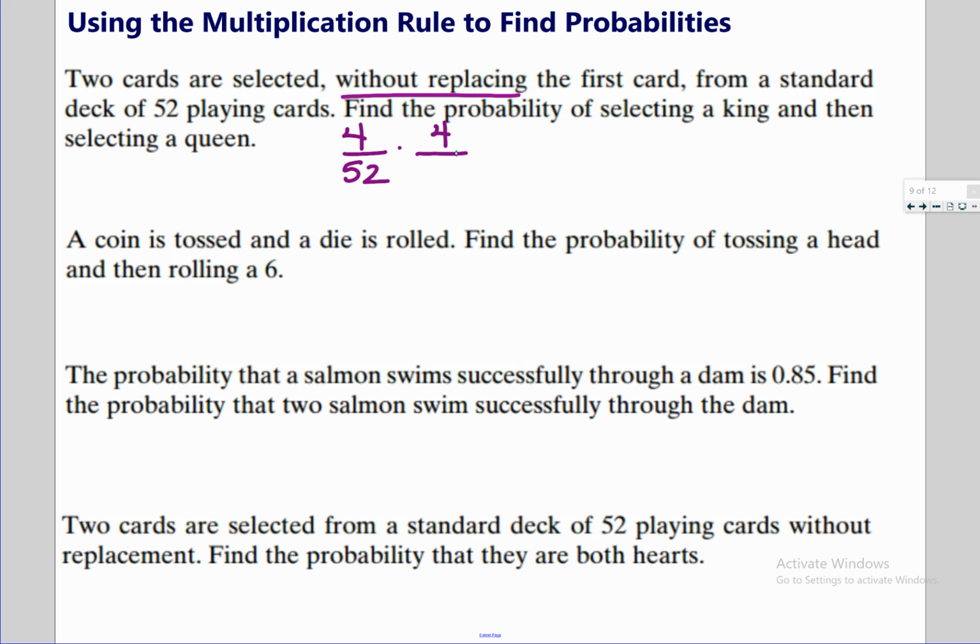And how many cards are left? 51, and you're just going to multiply those fractions together. Now you can do this a couple different ways. You can multiply the whole fraction together, or you can just multiply the numerators together, the denominators together, and then divide last, however you want to do it in your calculator. But again, we're just probably looking for that decimal. Okay. So I get about 0.006.